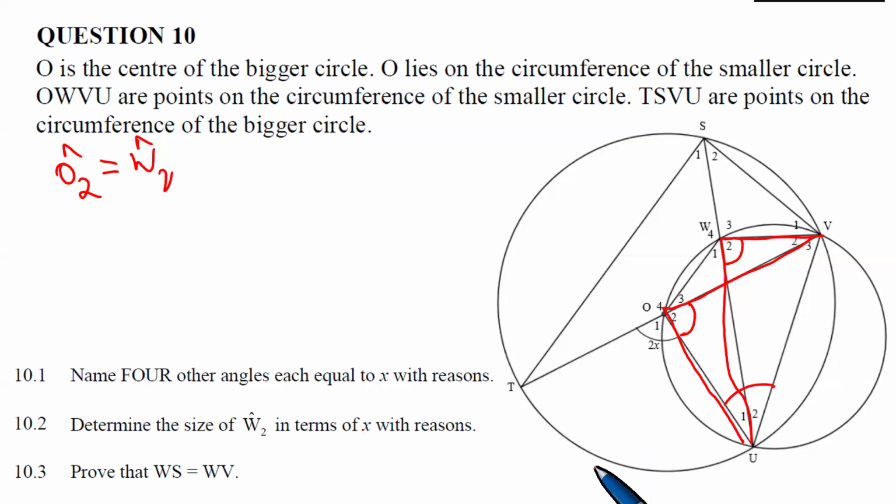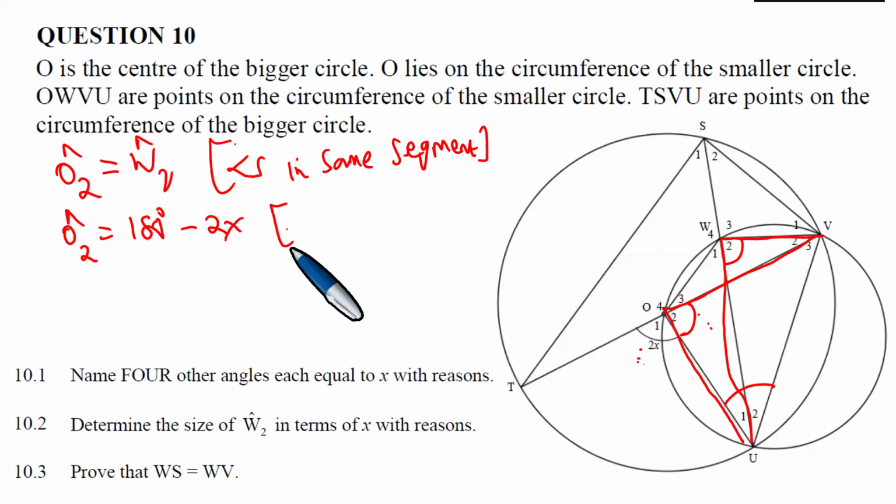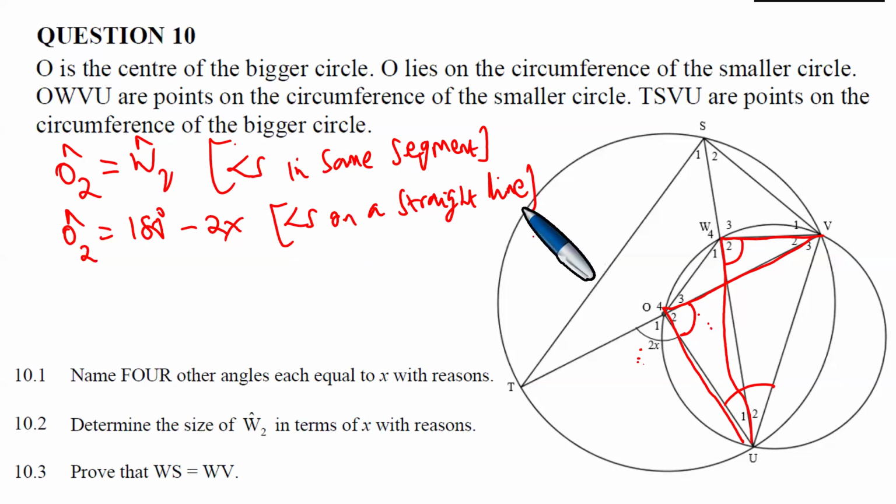So we then say these are angles in the same segment. The angle O2 is equal to 180 degrees minus 2x. Why would this be the case? Because this plus this must be 180 on a straight line. So O2 is 180 degrees minus 2x, and these are angles on a straight line.